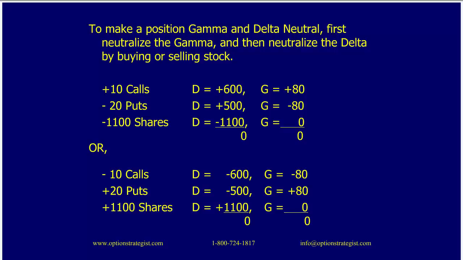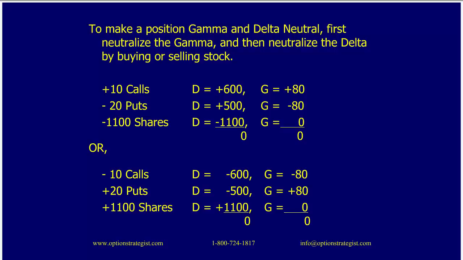Well, the first thing we're going to do is neutralize the gamma. And again, we could do it the same way. We could form a ratio, right? And in this case, we could buy 10 of the calls and sell 20 of the puts, and that's going to give me 80 gamma and negative 80 gamma. So my gamma position is going to be 0. Now remember, shares have 0 gamma.